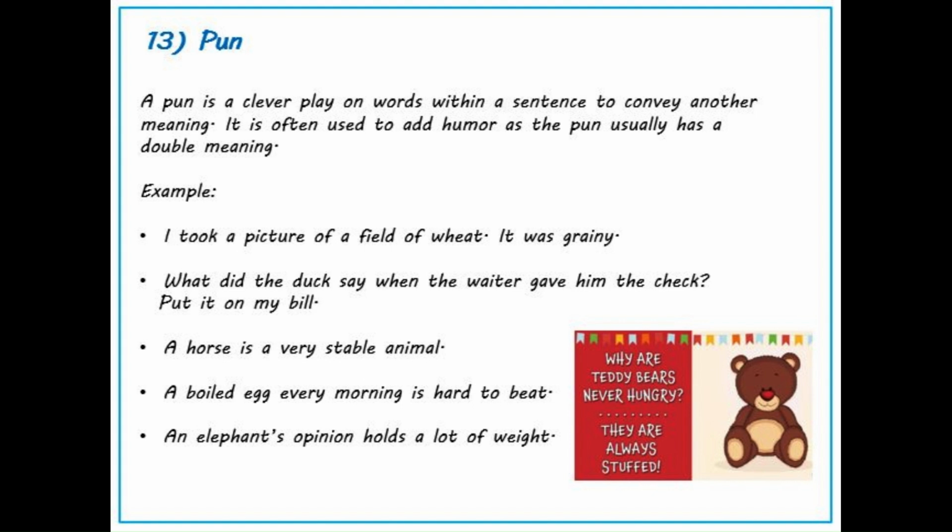What did the duck say when the waiter gave him the check? Put it on my bill. A bill is the beak of a duck. So once again, it's supposed to be funny and it has a double meaning. The word bill has a double meaning and it's a play on words. A horse is a very stable animal. Stable is a place where horses are kept. Stable also means to have stability. So it has a double meaning and a play on words.